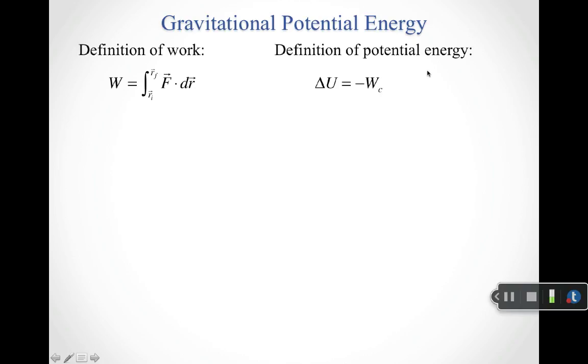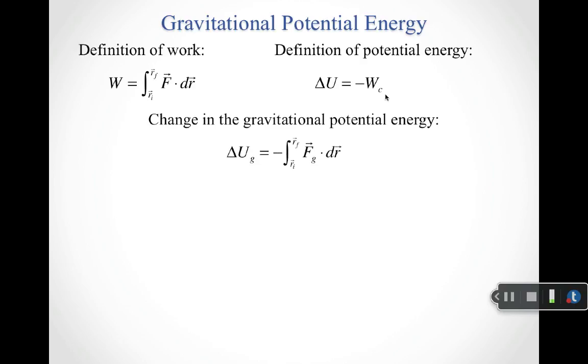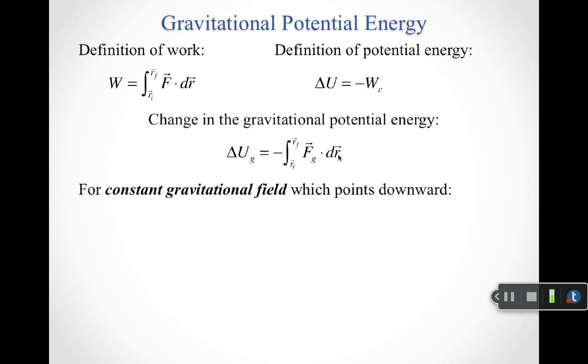And then potential energy, the change in potential energy is defined to be equal to negative the work done by a conservative force. So to have a potential energy, you have to have a conservative force. In this case, the conservative force we have is the gravitational force. So talking about the change in the gravitational potential energy says we just need to put these two things together. And so we have negative the integral from some initial position to some final position, the gravitational force dotted in with our little displacement. So if we want to start simple and think about a constant gravitational field which points downwards, i.e. we're talking about near the surface of the Earth.